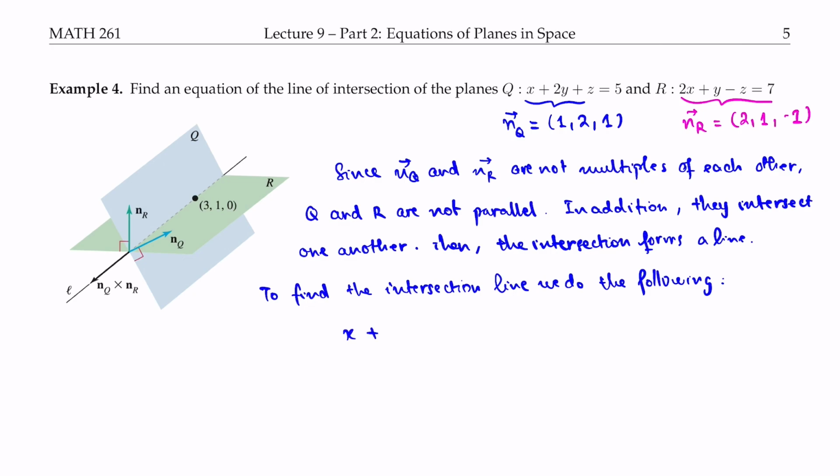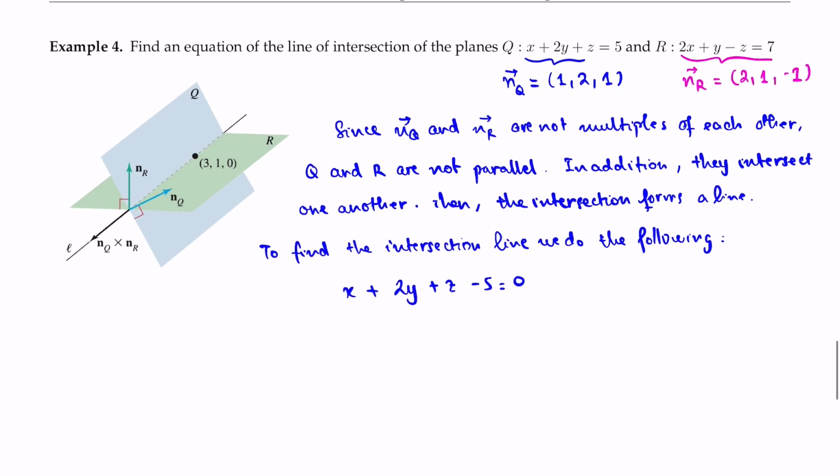You get x + 2y + z - 5 = 0, and 2x + y - z - 7 = 0. From these equations, we're going to solve for x in terms of z, and solve for y in terms of z. We will let z be a free variable, a parameter, where you can vary the value of the parameter.